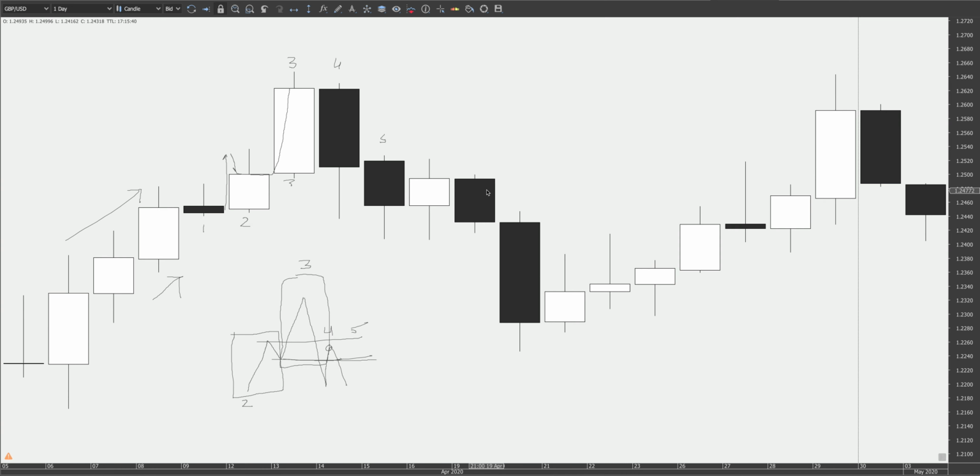So I'm just going to draw one more time what this scenario looked like from day 2 to day 5. You have the market pushing up, coming down, market pushing up, it came down and came back up. It did not close.